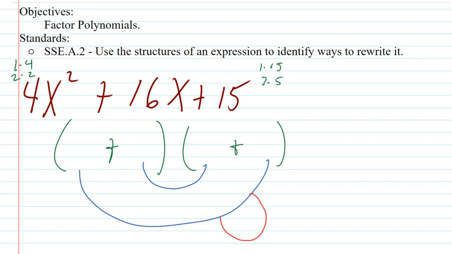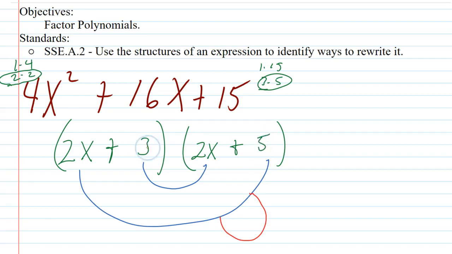What we do is we fill in the factors. Most of the time, you'll use the factors that are closest to each other. So 2 and 2, and 3 and 5 are the factors that are similar to each other. So I'm going to put 2x and 2x, because the factors of 4x squared are 2x times 2x. And then the factors of 15, I could have chosen the 1 and 15, but the 3 and 5 are closer to each other. So I put a 3 and a 5.